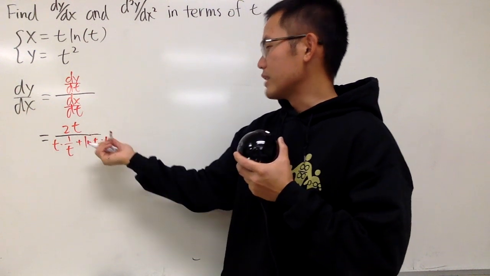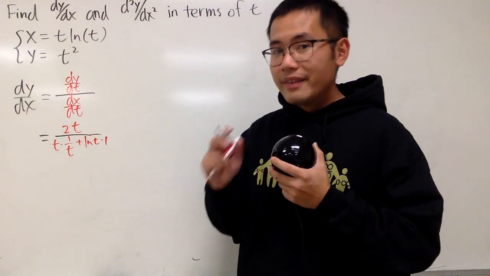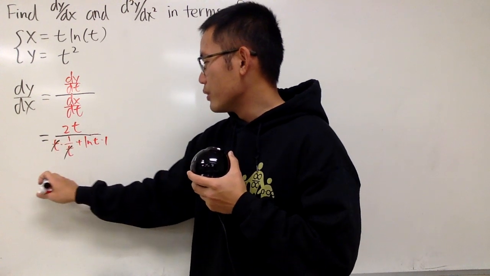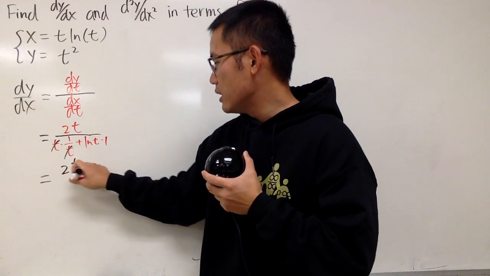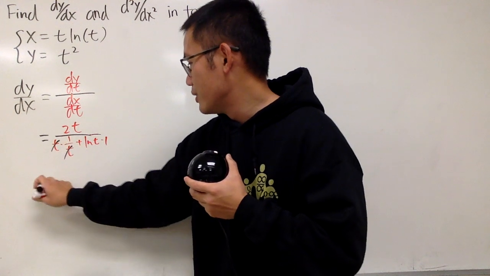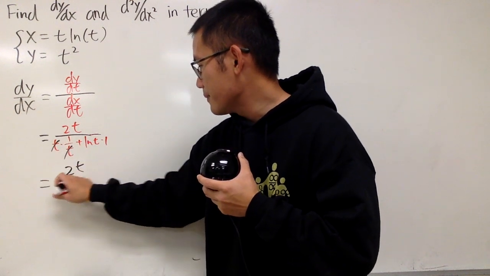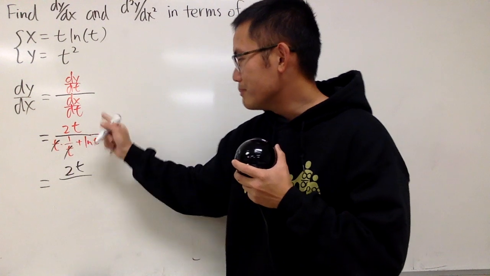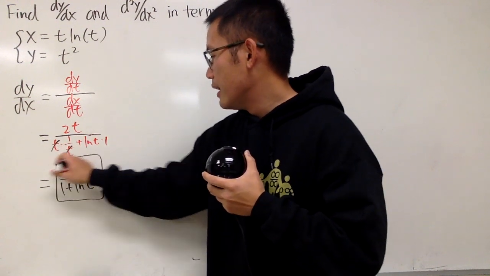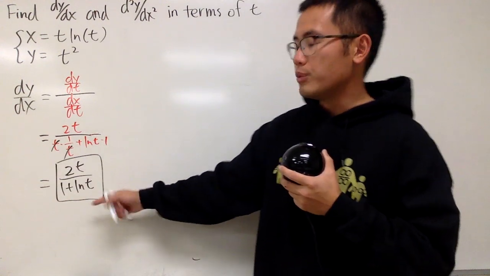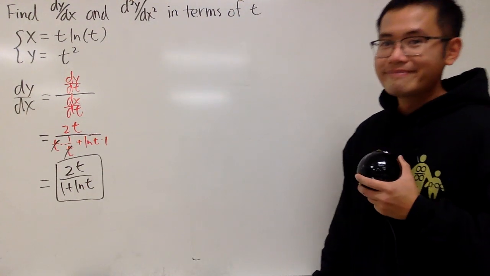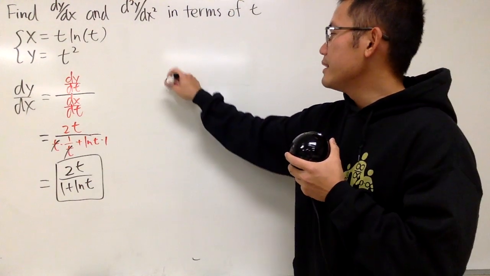So just like this, it doesn't really matter that much. Now, we see that this and that can be cancelled. This will just have 1 right here. And all in all, we end up with 2t on the top over, this is not 2 to the t, this is 2t, 2 times t, like this, over 1 plus ln t. You don't really need to put parentheses if you don't need to, because the input right here is just t. So that's enough.